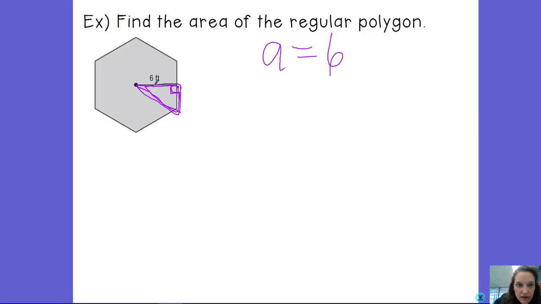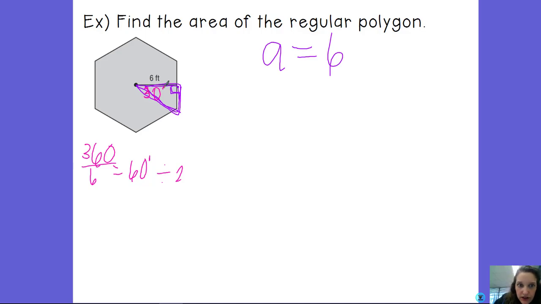So I need to find my central angle. I need to find this angle up here. So remember, I'm going to do 360 divided by the number of sides, which is 6. So 60 degrees is the central angle. Then I'm going to divide that by 2, and that gives me 30 degrees. So this little angle up here is 30 degrees, half of 60.